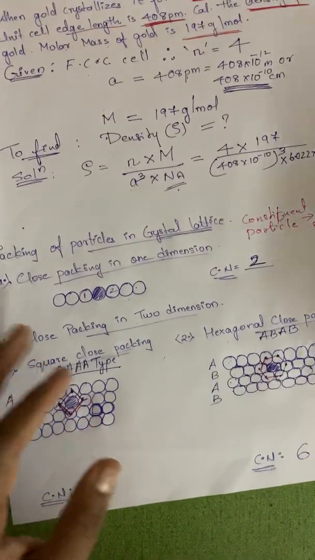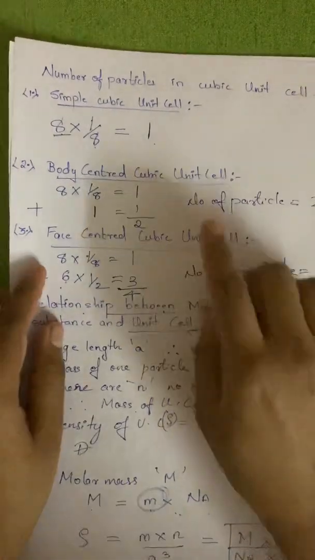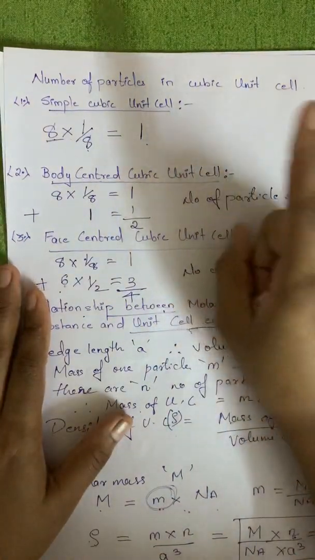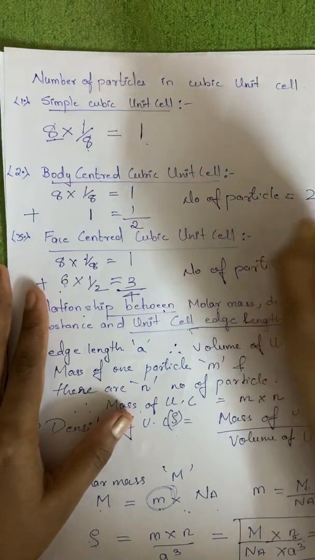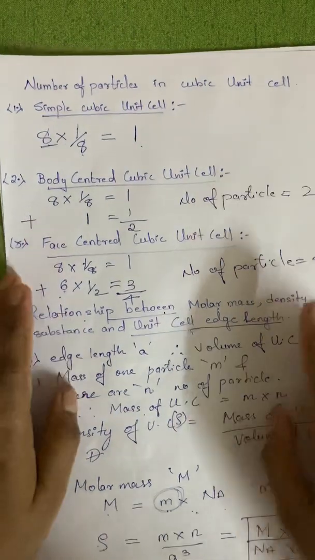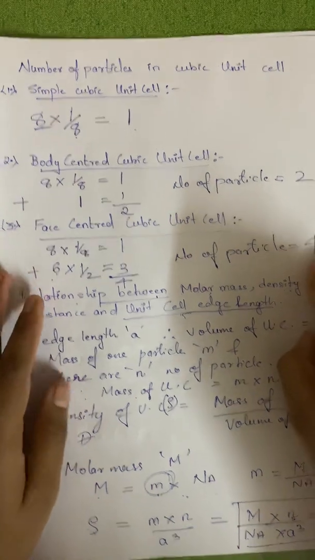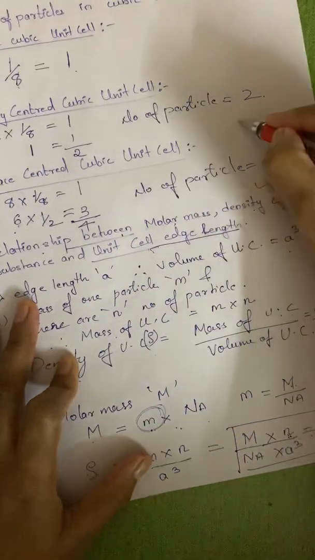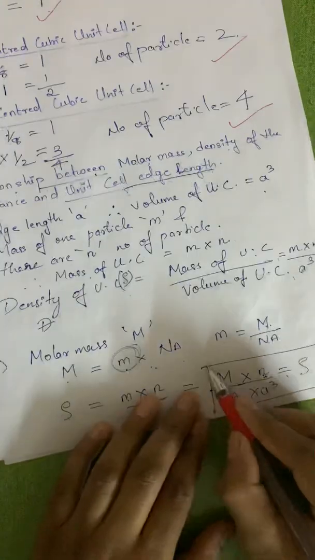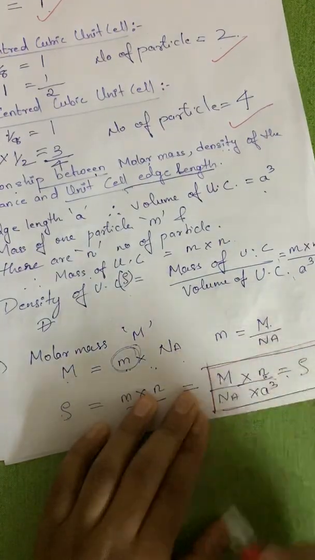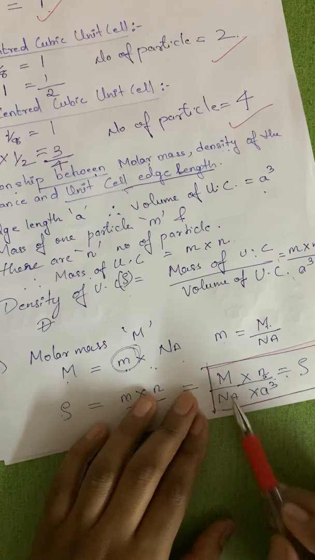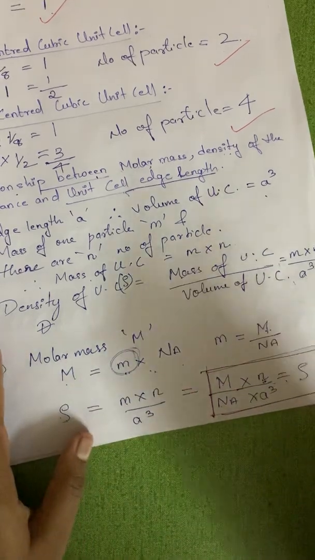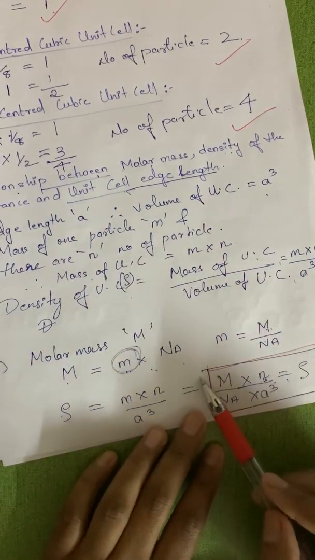Now this is important, the number of particles you have to learn. Number of particles in a simple cubic unit cell is 1, in body centered is 2, face centered is 4. You have to remember these three things. You have to remember the formula, density is equal to n into M upon a cube into NA. This is very, very important. Mainly sums are asked based on this.